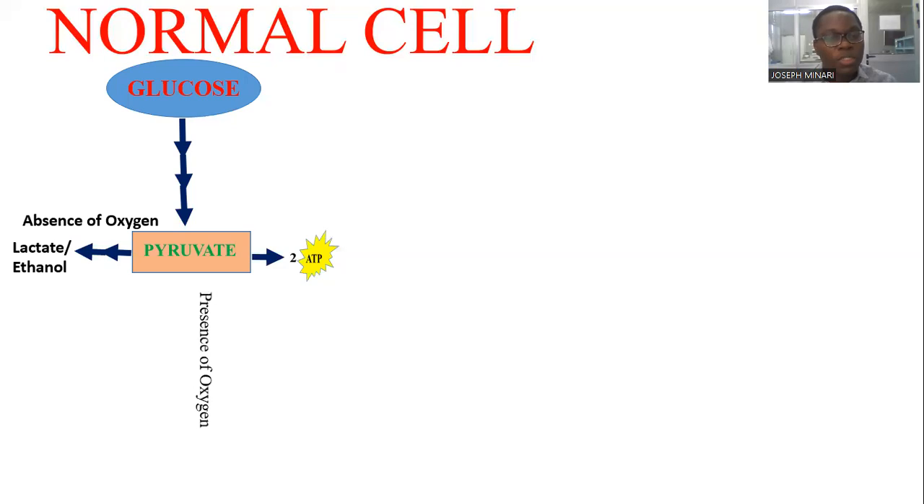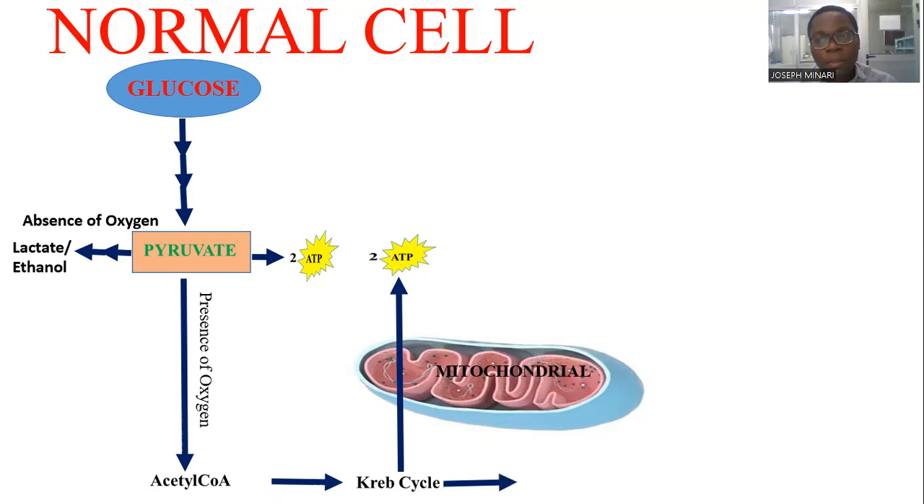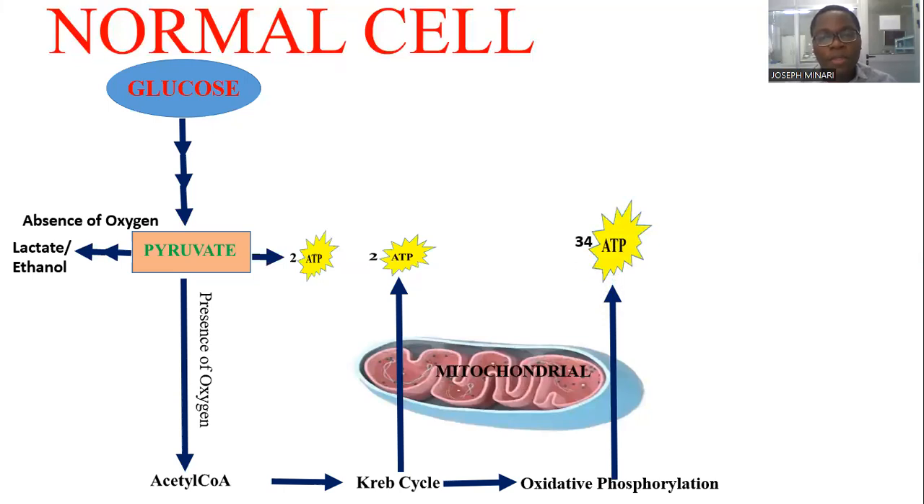Now, in the presence of oxygen, it goes to formation of acetyl-CoA, and from this acetyl-CoA, you have the Krebs cycle, which happens in the mitochondria. And then from there, you have production of two molecules of ATP. The Krebs cycle also leads to another pathway, the oxidative phosphorylation, which also leads to the production of more ATPs in this sense.